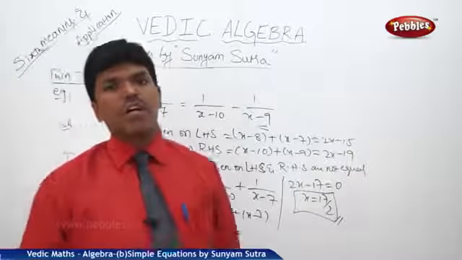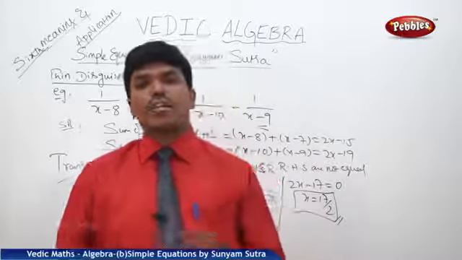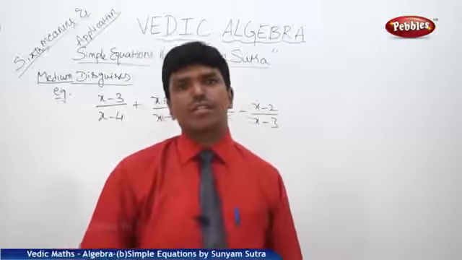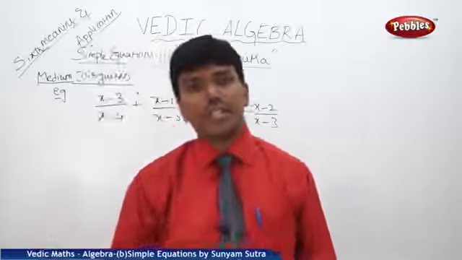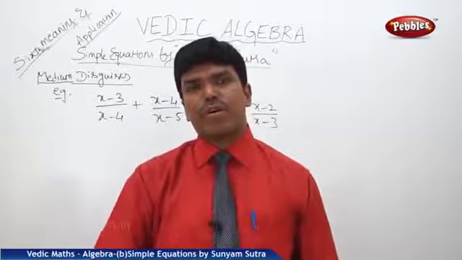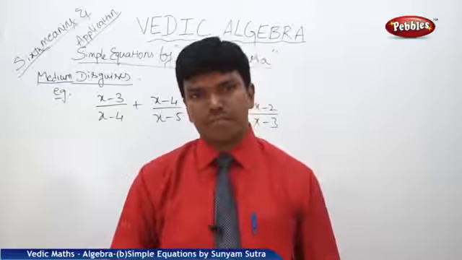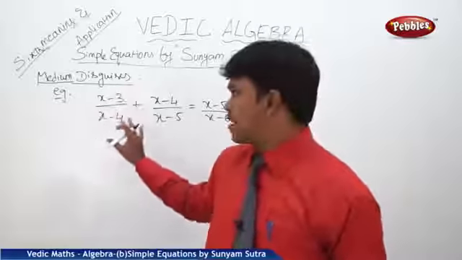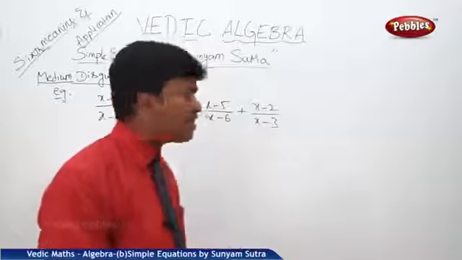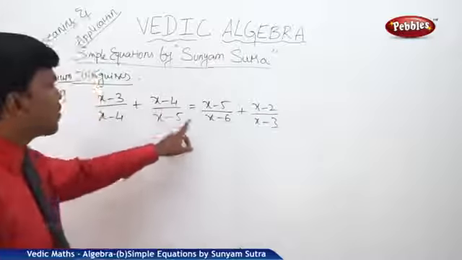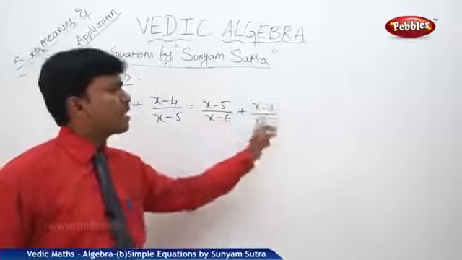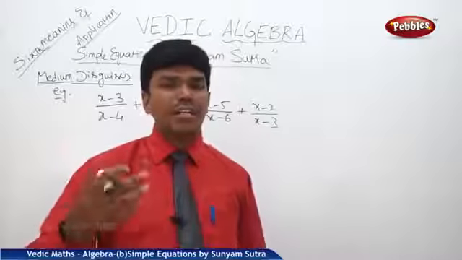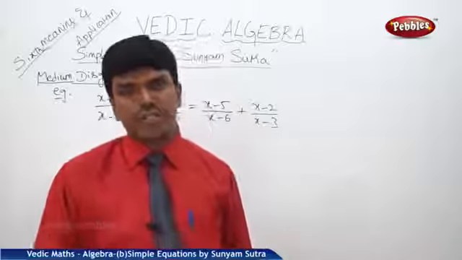Okay, now in the same context we will see the medium disguise. In the sixth meaning and its application, we will see the medium disguise. That means one of the medium changes we have to see here. Suppose the given equation is of the form: x minus 3 by x minus 4 plus x minus 4 by x minus 5 equal to x minus 5 by x minus 6 plus x minus 2 by x minus 3. You see the equations have binomial terms as numerators.